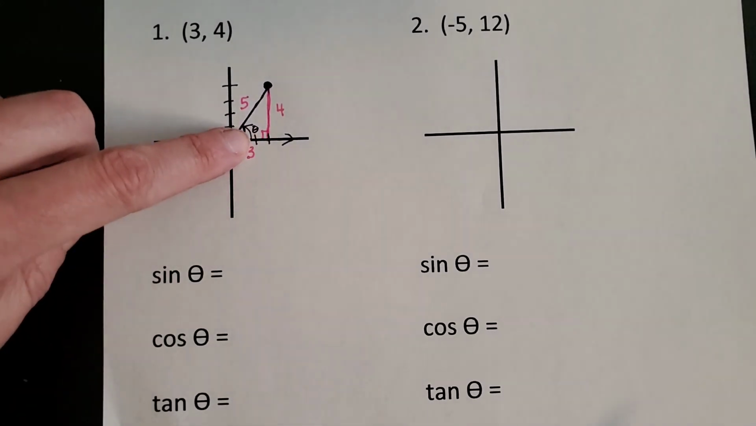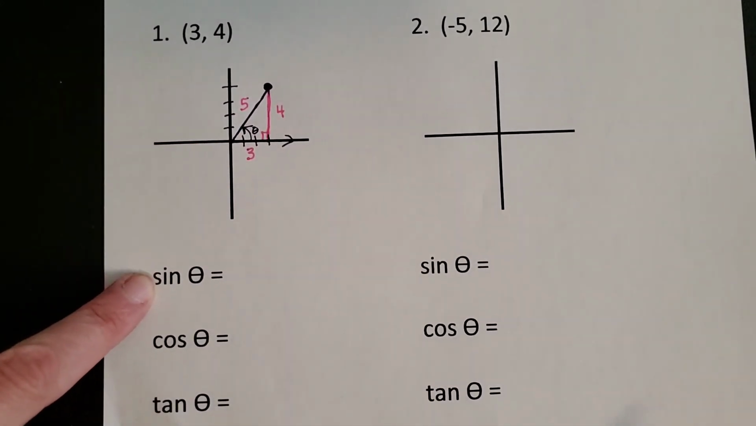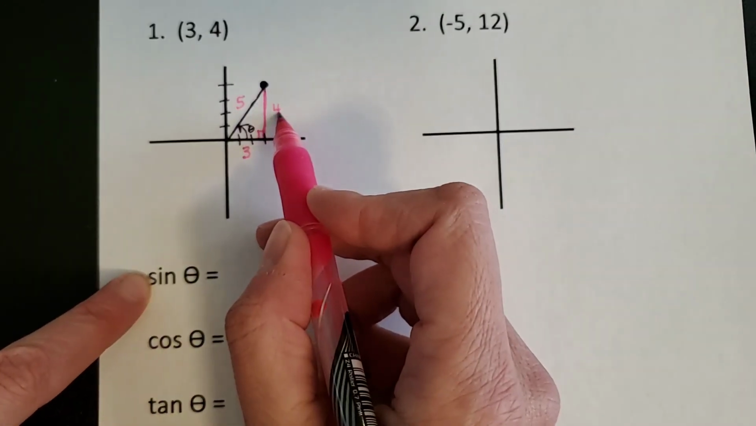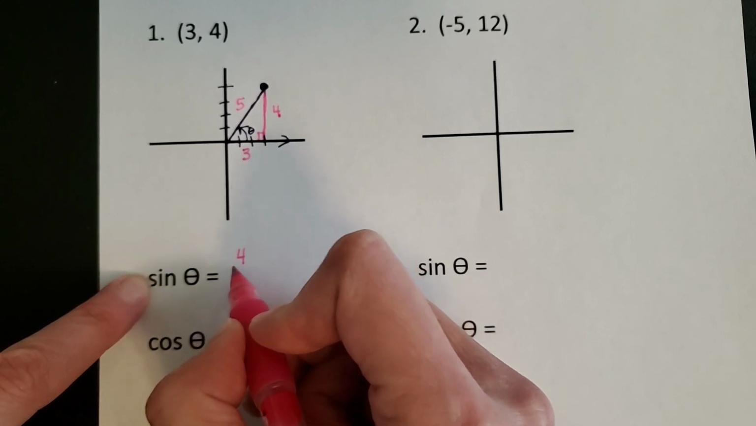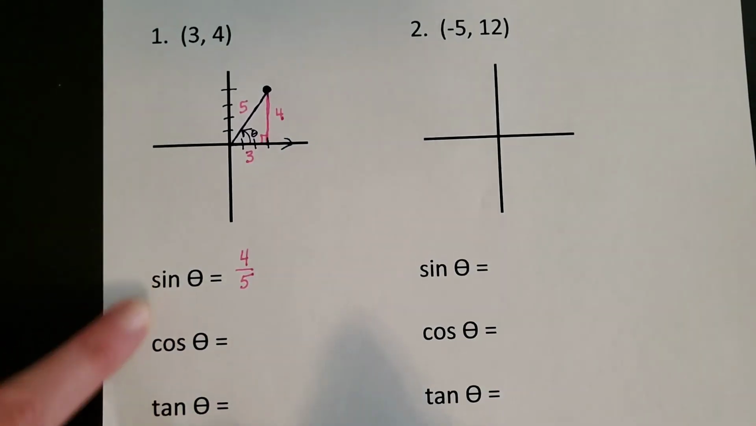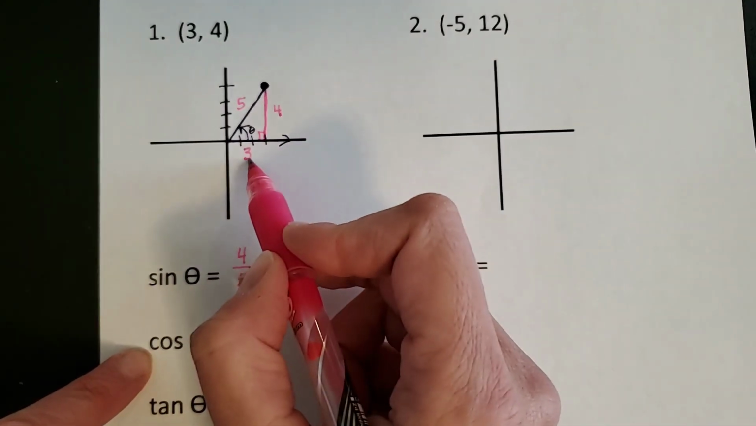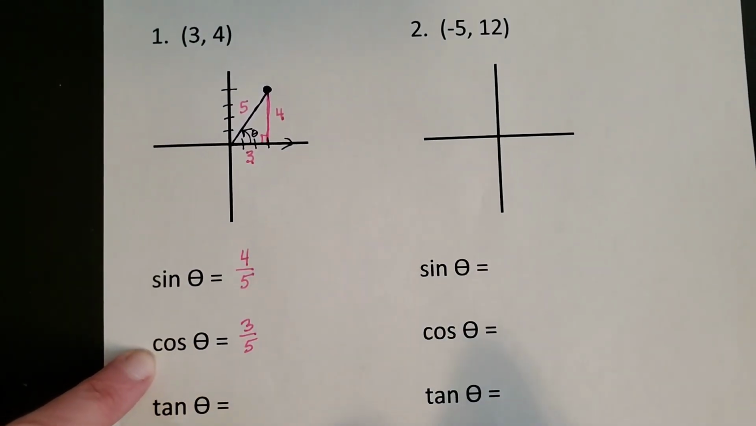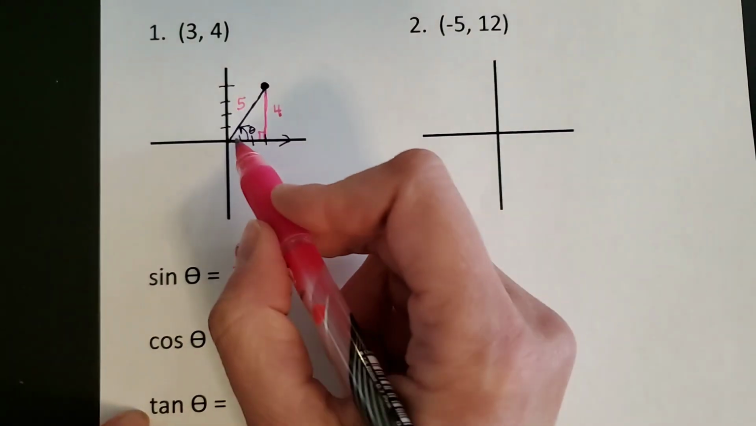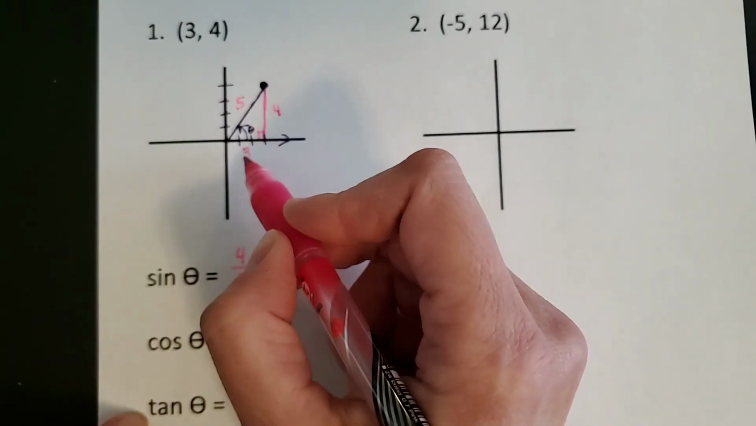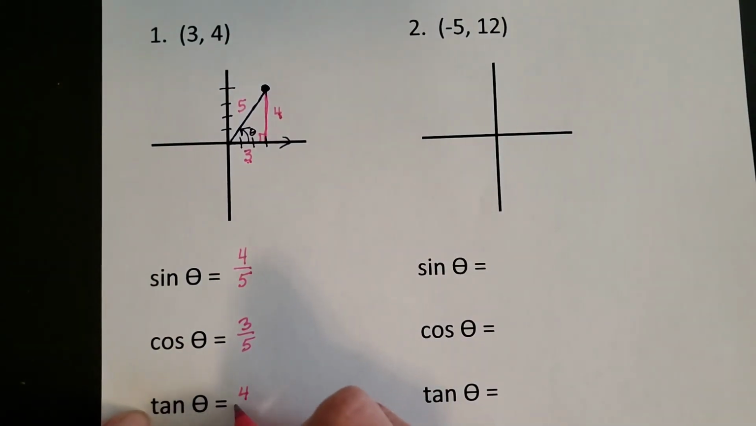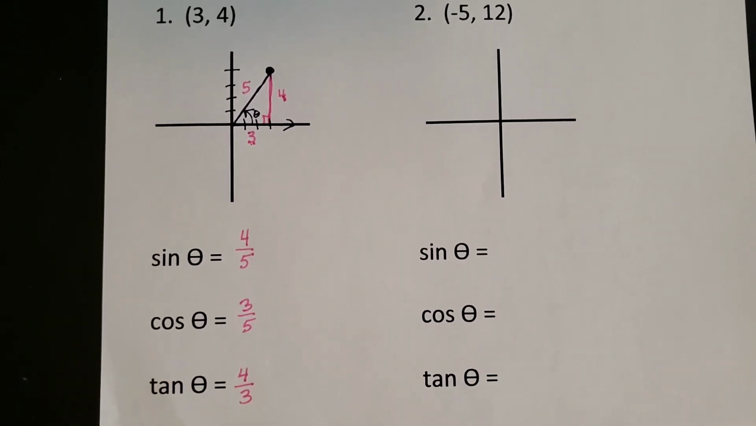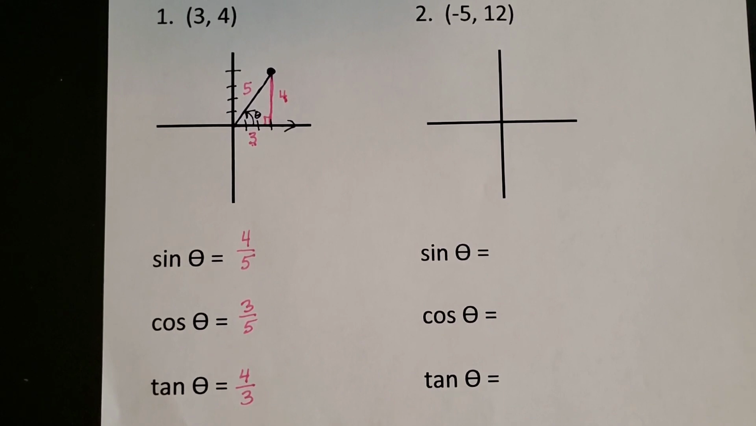Now notice that I have a theta in there. I can now find the sine of theta. The sine of this angle theta is opposite over hypotenuse, so 4 over 5. The cosine is the adjacent over hypotenuse, so 3 over 5. And the tangent, that would be opposite over adjacent. And so we have our 3 trig functions.